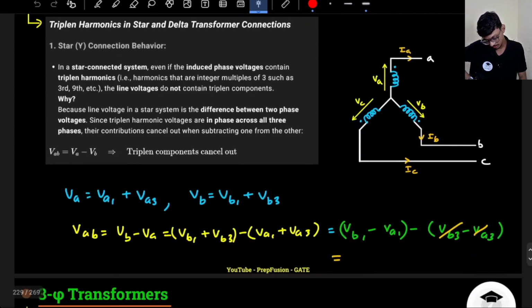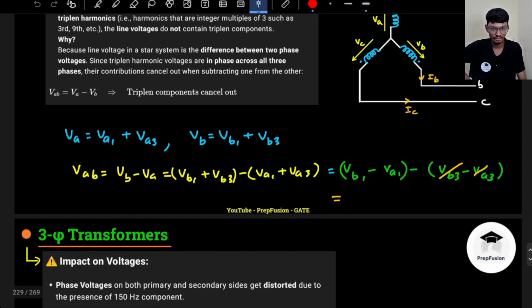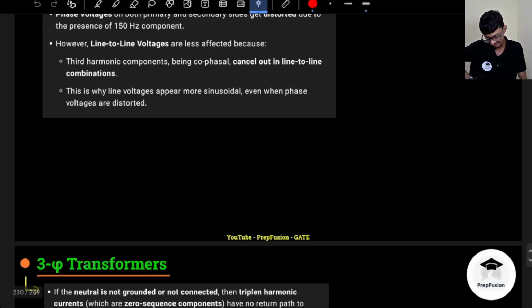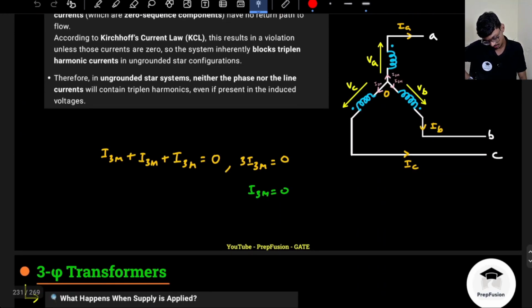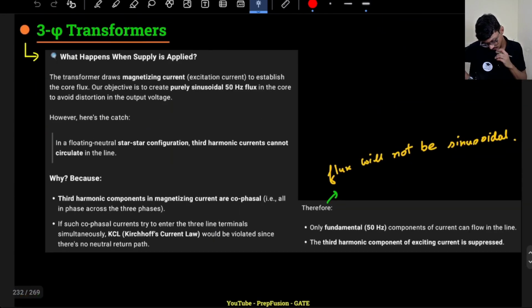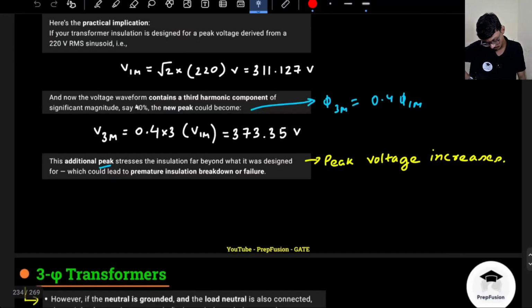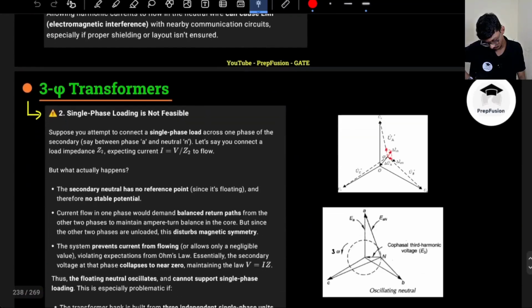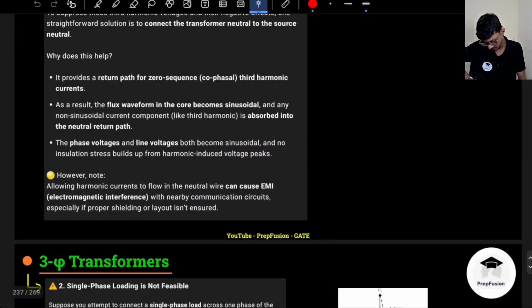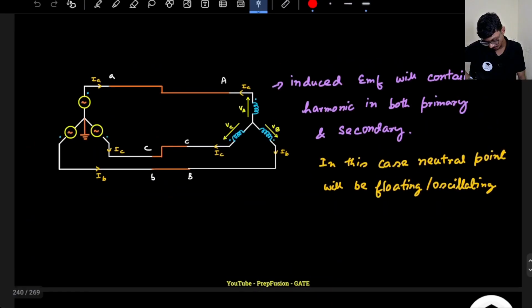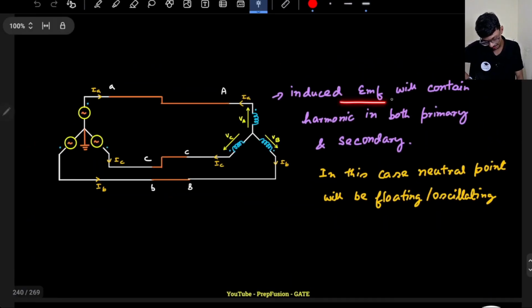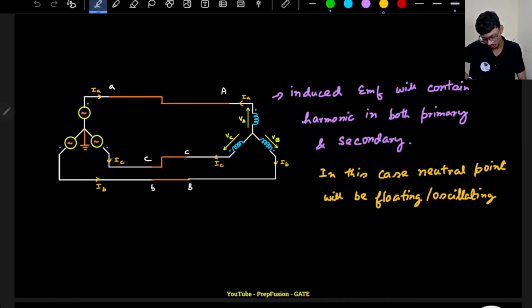Now one more thing you have to keep in mind in this kind of case. This we have already discussed. In this kind of case, as the induced EMF will contain harmonics, I cannot always use this formula. I cannot always use that my line to line voltage will be √3 times V phase. Okay, not always.